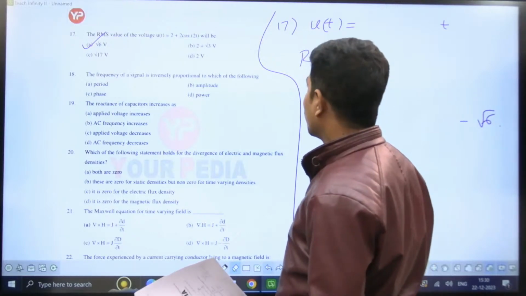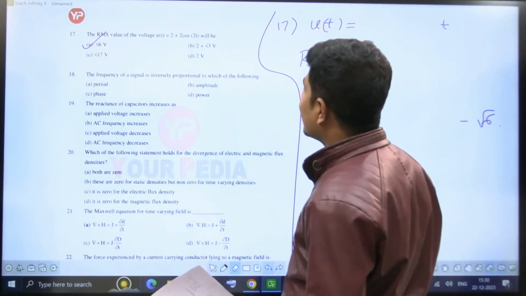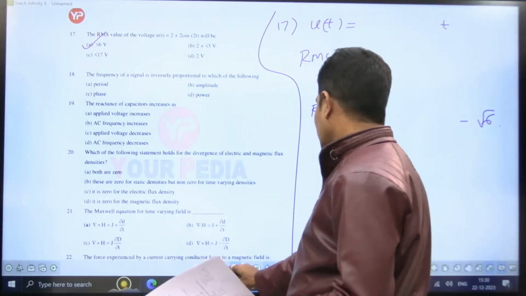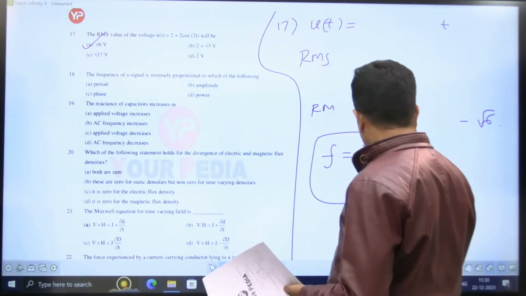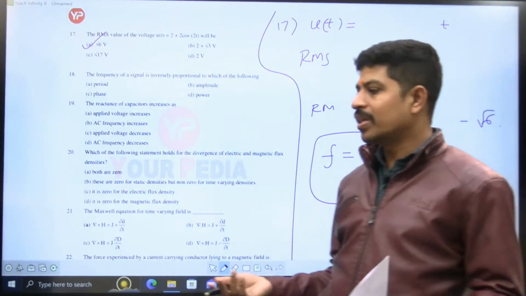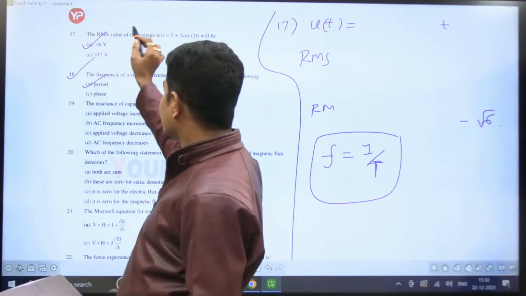Let me go for the next question. What is the next question? The frequency of a signal is inversely proportional to which of the following? We all know that frequency is inversely proportional to the time period. If the time period is more, the frequency is less. That's all, right? So period, that is option A.